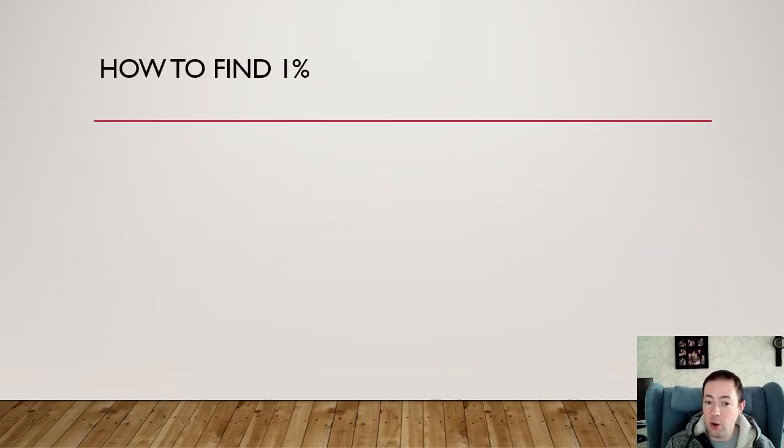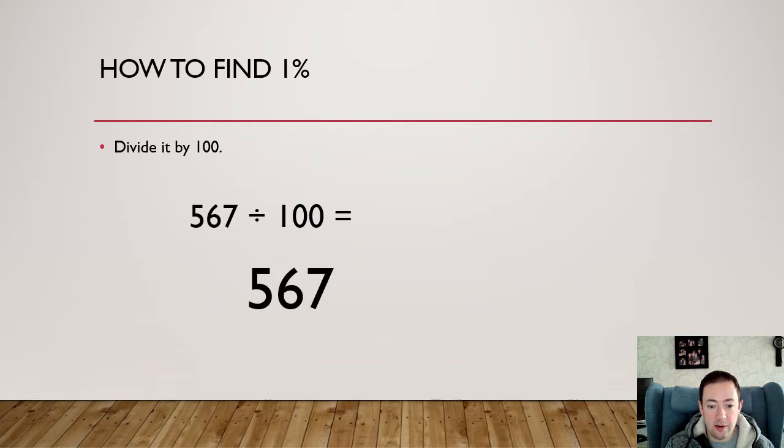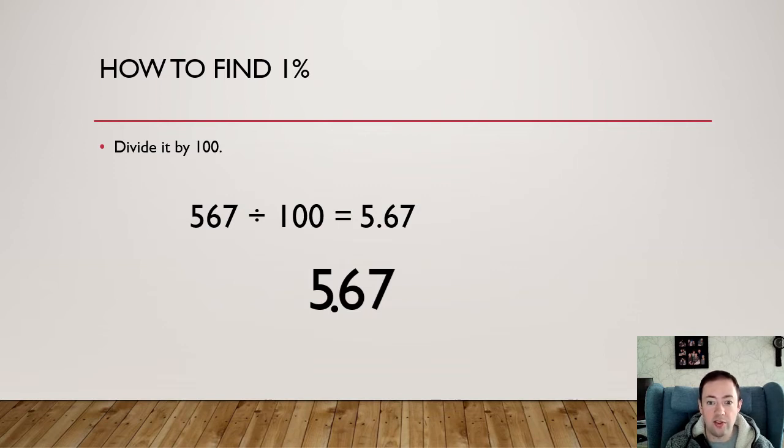Right, the next one is 1%. How to find 1%. All you do is divide it by 100. This is really easy. If for instance I've got 567, I'm trying to find 1% of it. There's my 567. That's where my decimal point is. All I'm doing is moving everything 2 columns over. So 1% of 567 is 5.67.